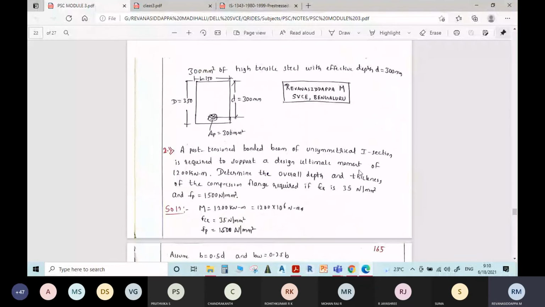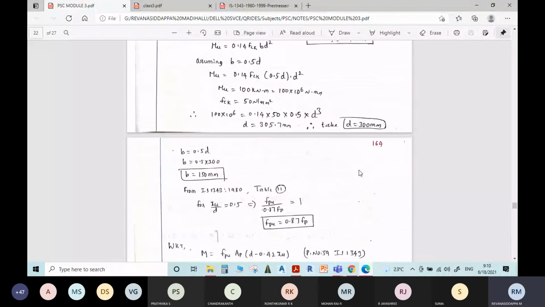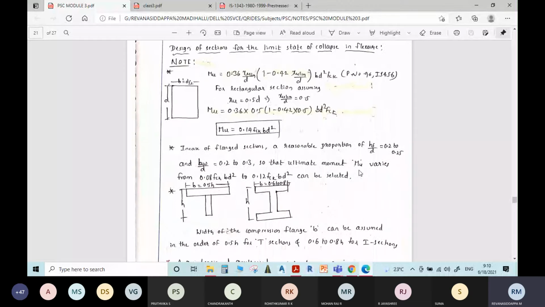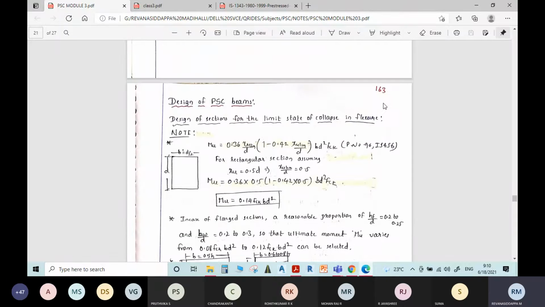Before going to start the actual design, I will discuss the theory part. Let us see how to design a beam, whether it may be the rectangular beam or the flanged beam. The flanged beam may be either the T beam or I beam, or the T section or the I section.